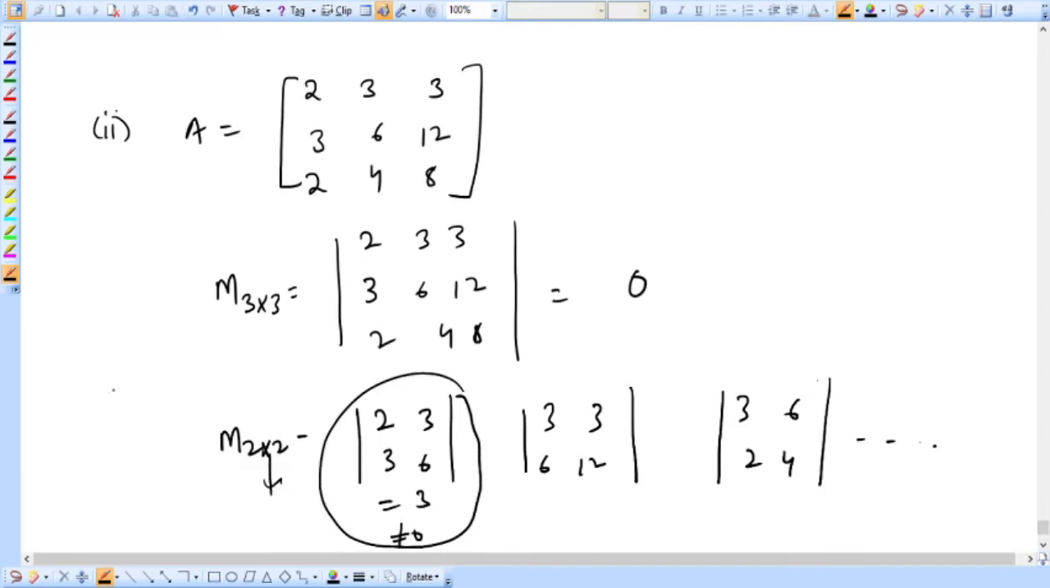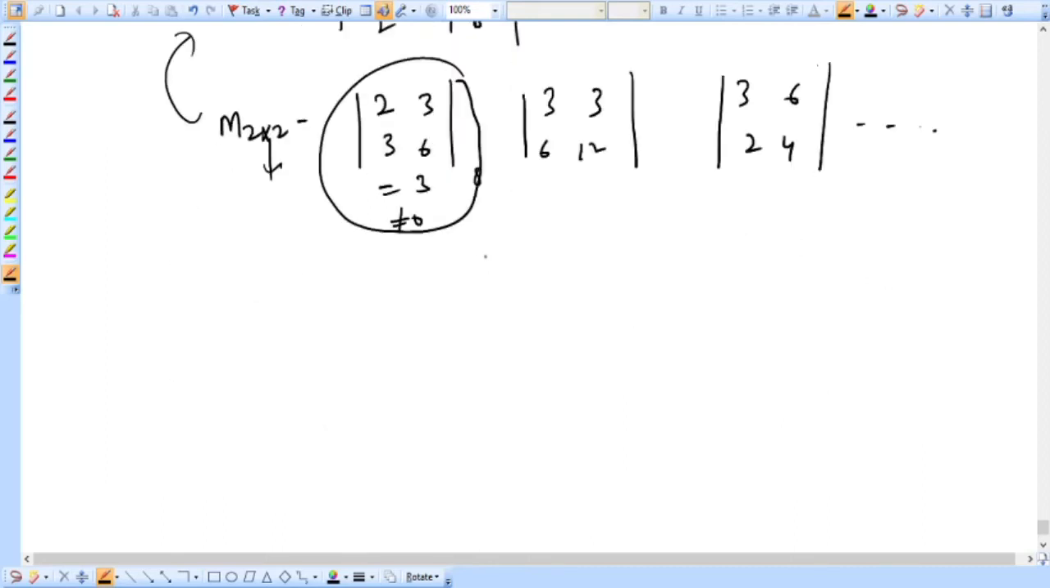And you see, if there is any minor of order greater than 2, which is this, it is vanishing. So this is the definition. R would be the rank if a minor of order R is not vanishing, and minors of order R plus 1 or greater are vanishing. We have got at least one minor of order 2 which is not vanishing, therefore we will be saying that the rank of A would be 2. Okay, so this is it. One more example I'm going to show you.